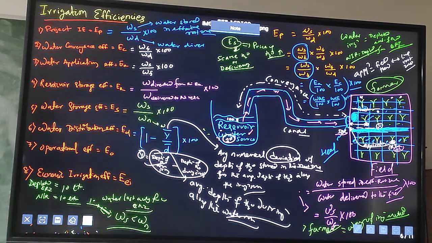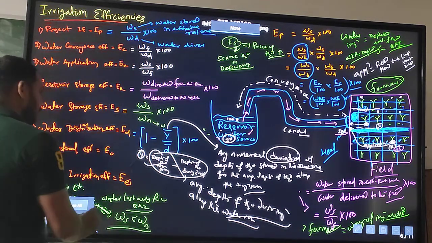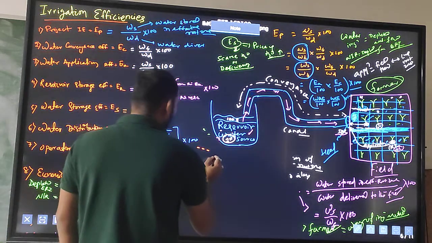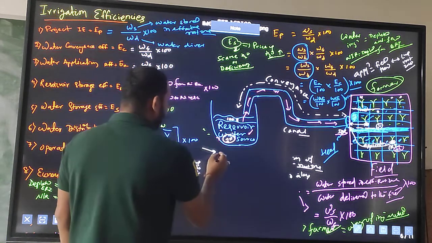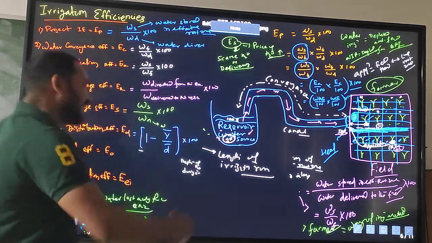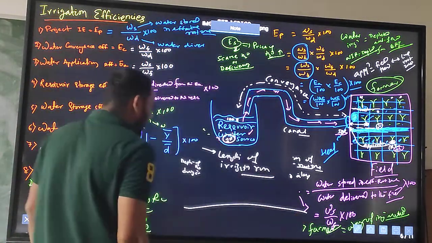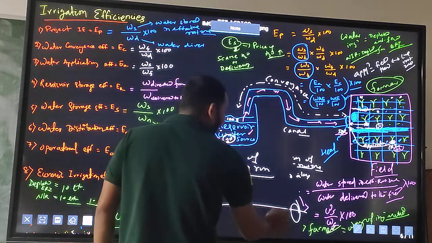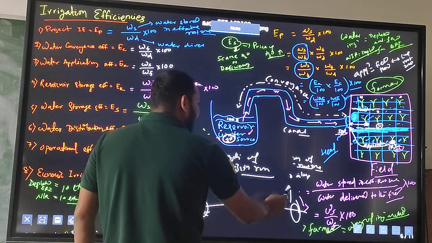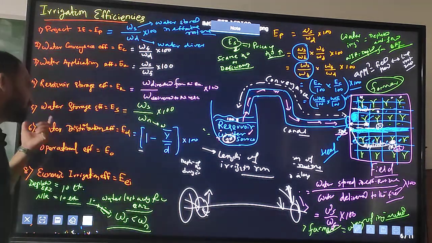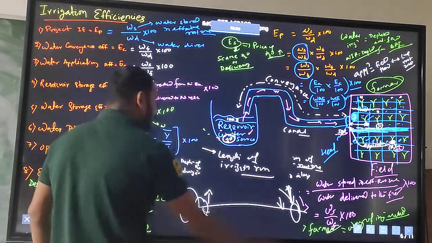This water distribution efficiency is more important because it will decide the length of the irrigation channel. So now you just remember here, this will decide the length of the irrigation run. Because if the length of the irrigation run is high, then the part nearer to the field head will get more water, and the part far away from the head will get less water. So the water distribution efficiency will decide the length of the irrigation run in the field.